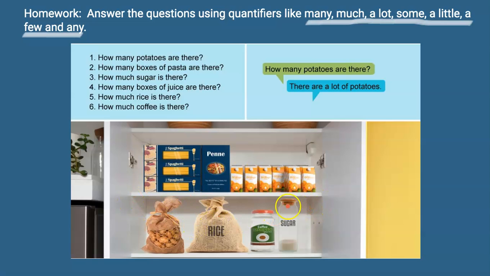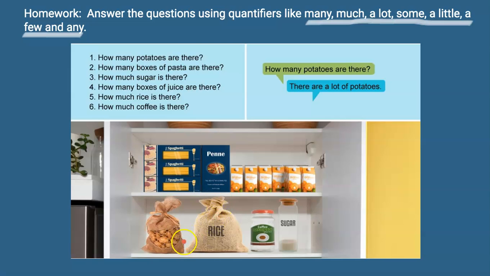So there are different kinds of food inside the cabinet, and I have here 6 questions that they are going to answer, or ask and answer, with a partner. Number 1 was set out as an example. How many potatoes are there?